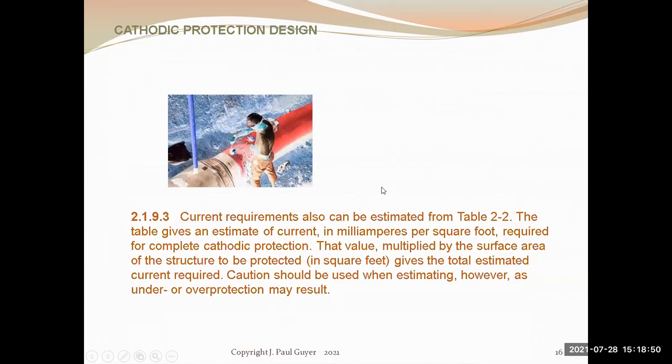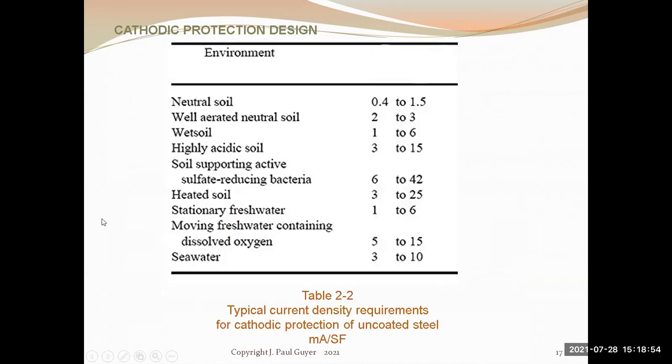Now, this next table kind of throws a bit of a monkey wrench into the work. The current density required may actually vary quite significantly depending upon the soil conditions, the electrolyte conditions. You see here for well aerated neutral soil, the current density typically required is 2 to 3 milliamperes per square foot of bare structure area. So this is where that minimum of 2 milliamperes per square foot of bare structure area comes from.